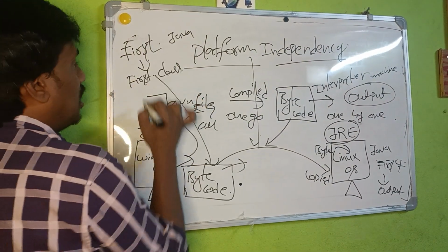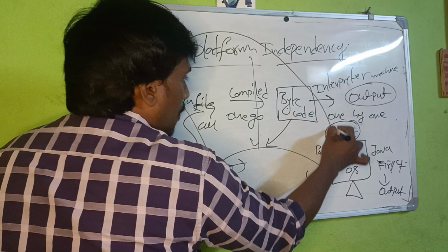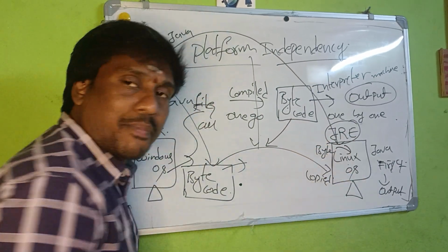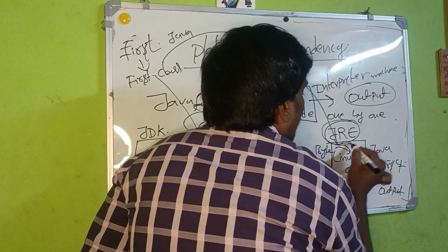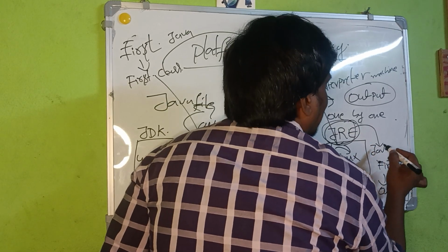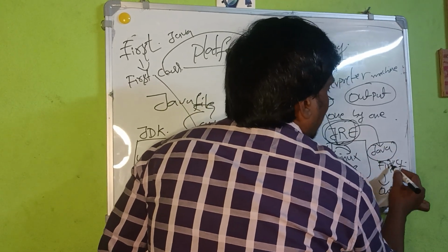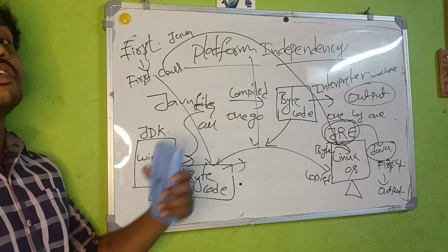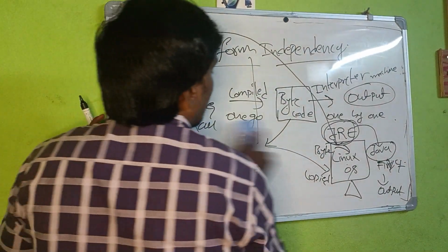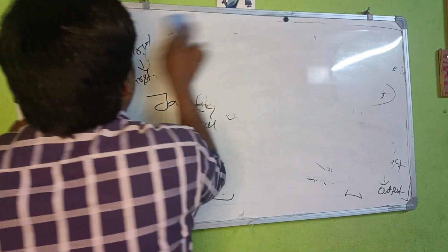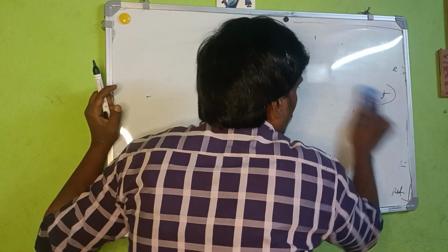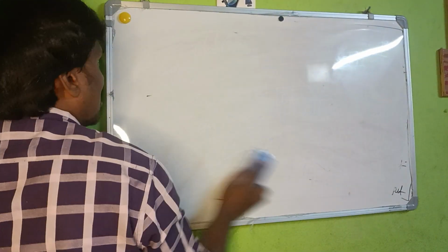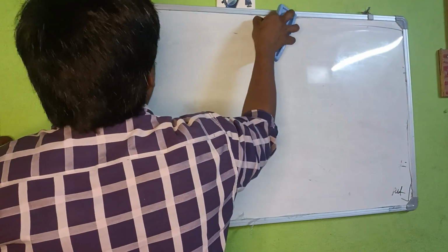Now what I will do: it is from the Windows operating system, and I am copying the .class file to this Linux operating system. Then the one which has a JRE, the JVM recognizes it, and if you run this command, automatically you will get an output. See, this is known as the platform independence of Java.